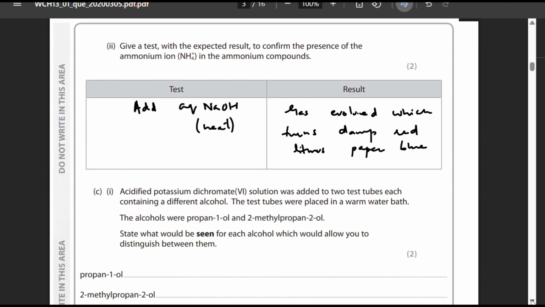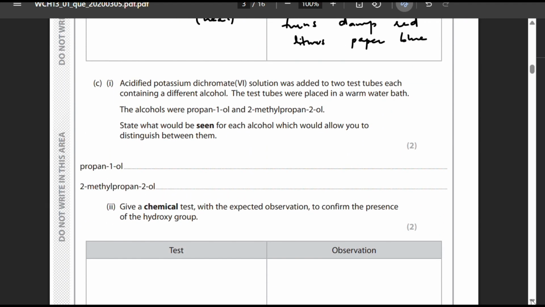Now, acidified potassium dichromate solution was added to two test tubes, each containing a different alcohol. The test tubes were placed in a warm water bath. The alcohols were propan-1-ol and 2-methylpropan-2-ol. State what would be seen for each alcohol, which would allow you to distinguish between them. Okay, so you are adding potassium dichromate, and you know the two alcohols given here. The first is propan-1-ol, a primary alcohol, and then 2-methylpropan-2-ol.